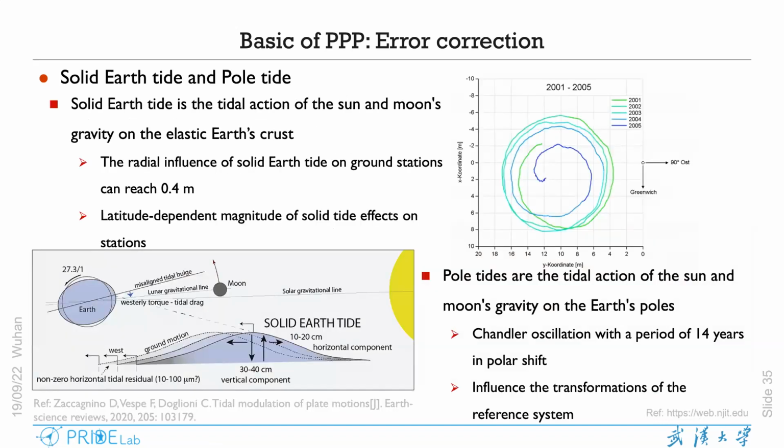Okay, then we come to the solid earth tide and the pole tide, and these two can be corrected based on the theory from the IERS Conventions 2010. One thing that needs to be noted is the radial component of the solid earth tide can be up to 40 centimeters. This is very huge, right? But we can make corrections on them to be as precise as 1 millimeter. So there's no worry about that.